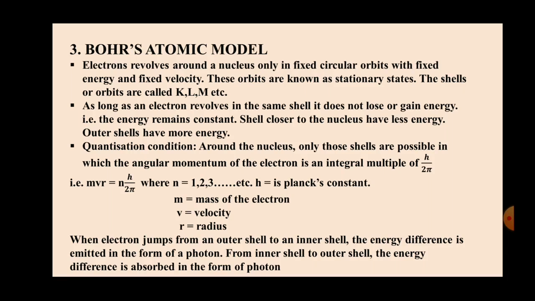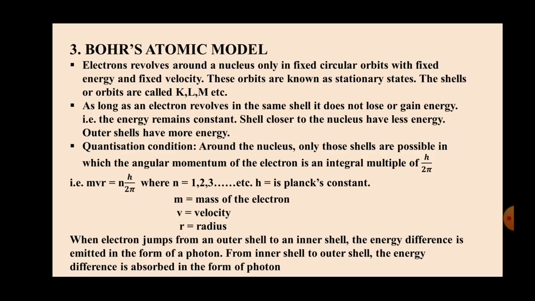Now the third postulate, the quantization condition. What is the meaning of this? Around the nucleus only those shells are possible in which the angular momentum of the electron is an integral multiple of h by 2 pi.